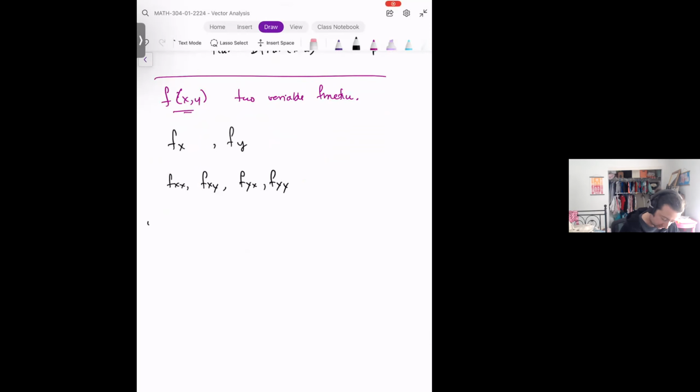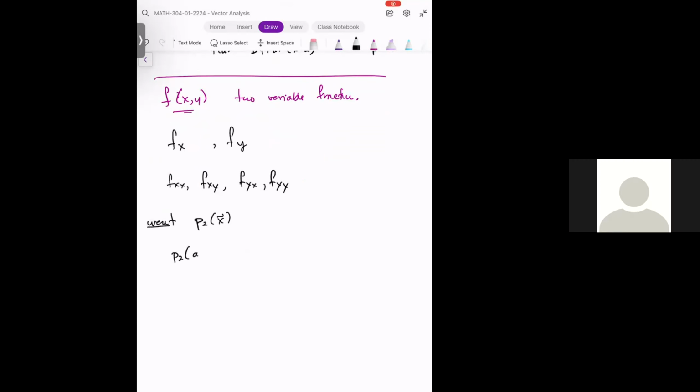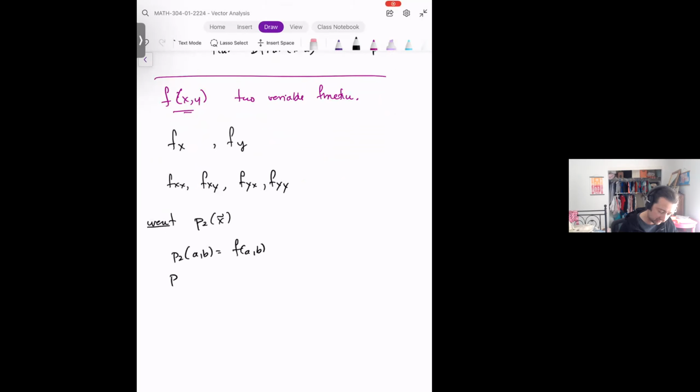What we want is the following. I want to define a function p2 of x that has the following properties. I want it to be the case that p2 of (a,b) is equal to f of (a,b). And I want it to be the case that d by dx of p at (a,b) is equal to fx at (a,b). And I really want it to be the case that d by dy of p at (a,b) is equal to fy at (a,b).